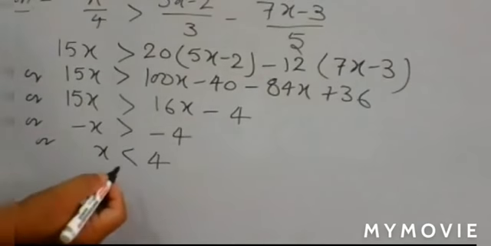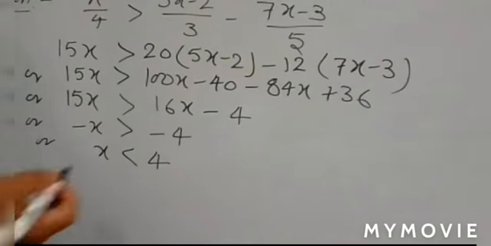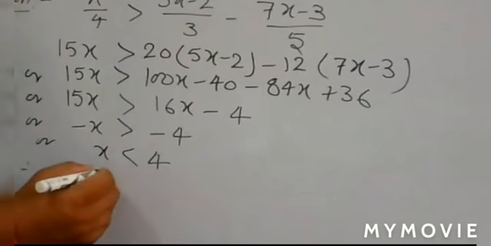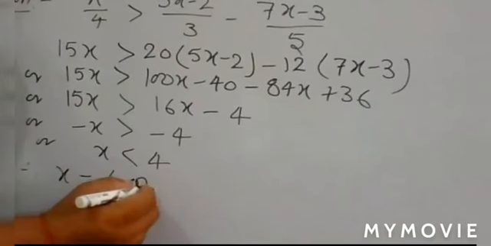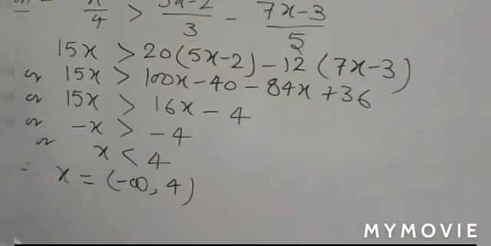If you write x is less than 4, what is your solution here? In this case, you can write x belongs to minus infinity to 4, and here you write open interval.